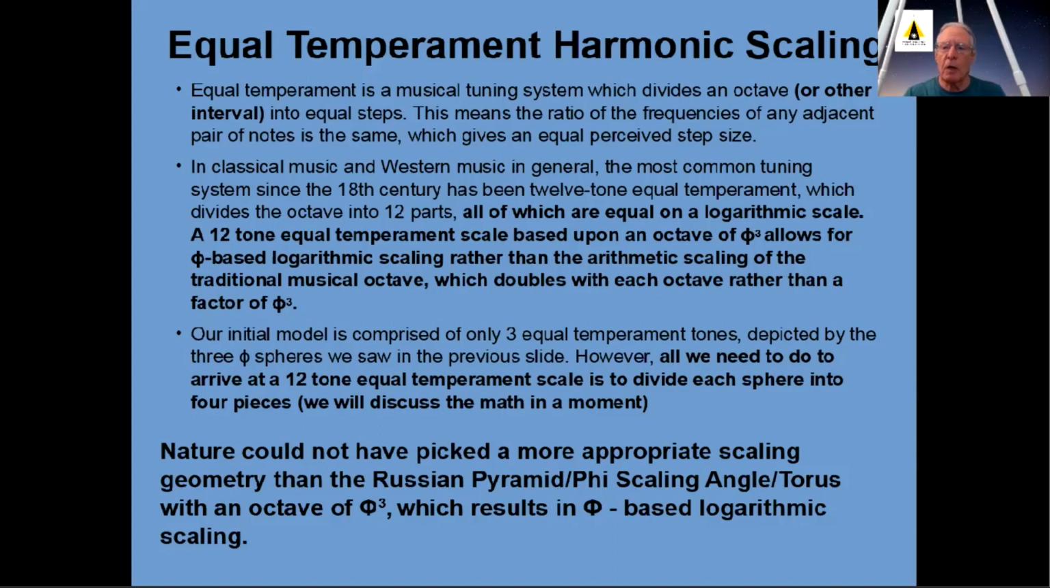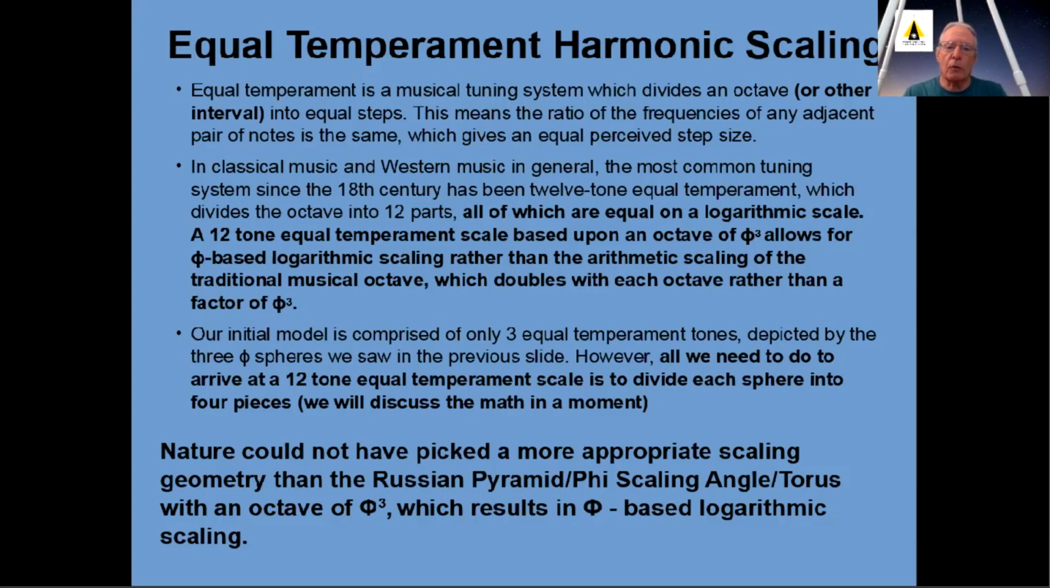And that's what we're going to be putting together for this discussion. In classical music and Western music, the most common tuning system has been the 12-tone equal temperament scale, which divides the octave into 12 parts. And this is important, all of which are equal on what's called a logarithmic scale.